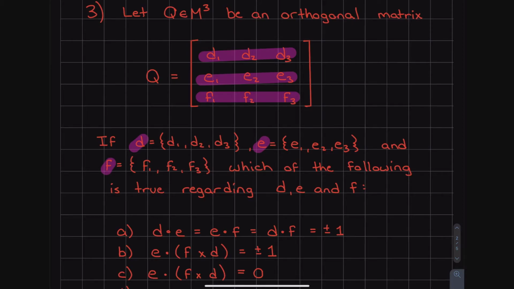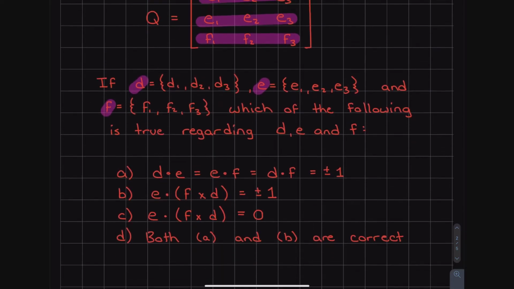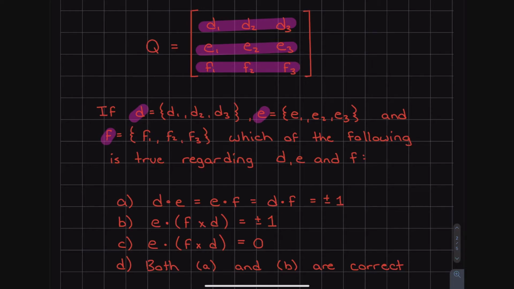So this comes to properties 3 and 4. So remember, if this is an orthogonal matrix, which it is, the rows are orthonormal. So rows are orthonormal.